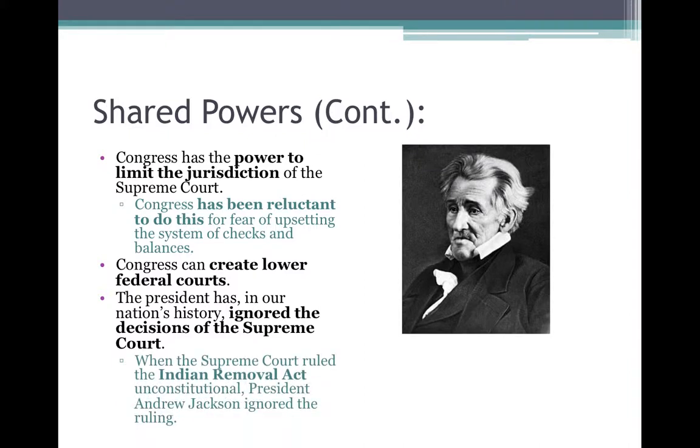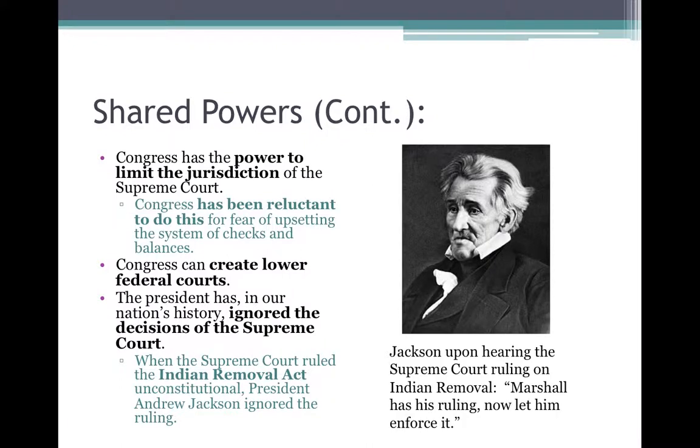When the Supreme Court ruled the Indian Removal Act unconstitutional, President Jackson ignored the ruling. He said about Justice Marshall, "Marshall has his ruling, and I'll let him enforce it." And the result was the Trail of Tears.